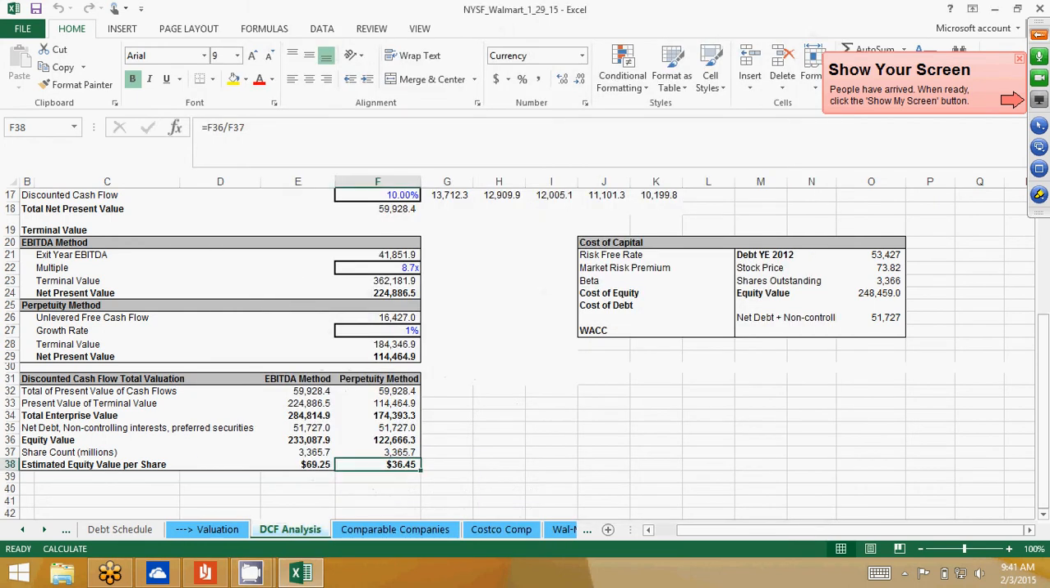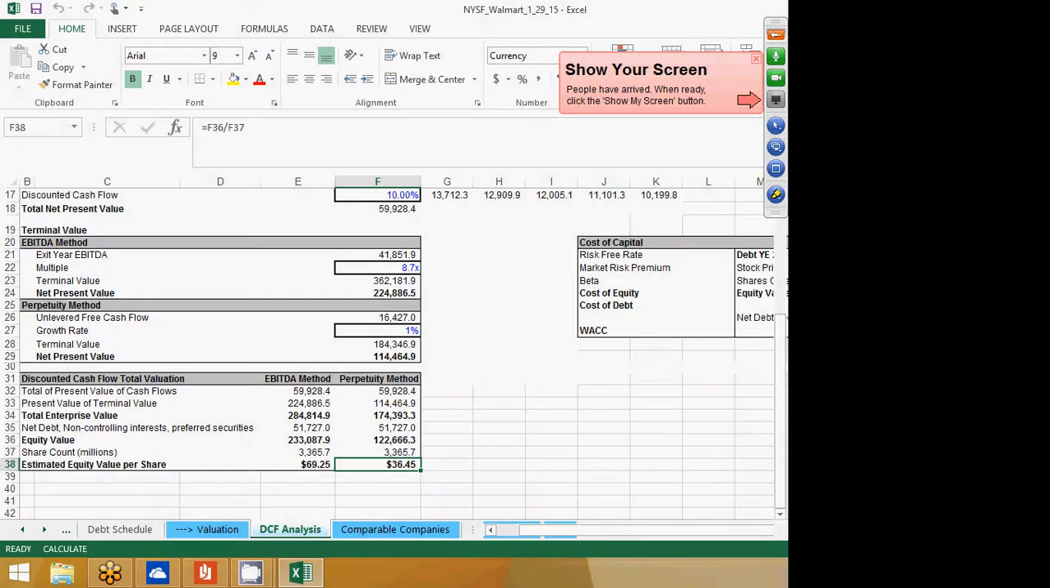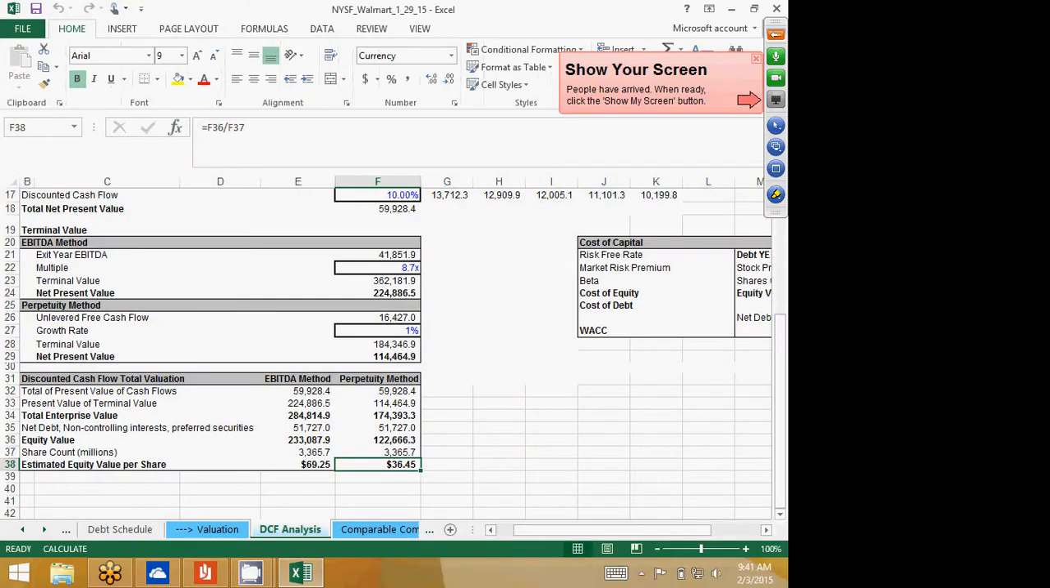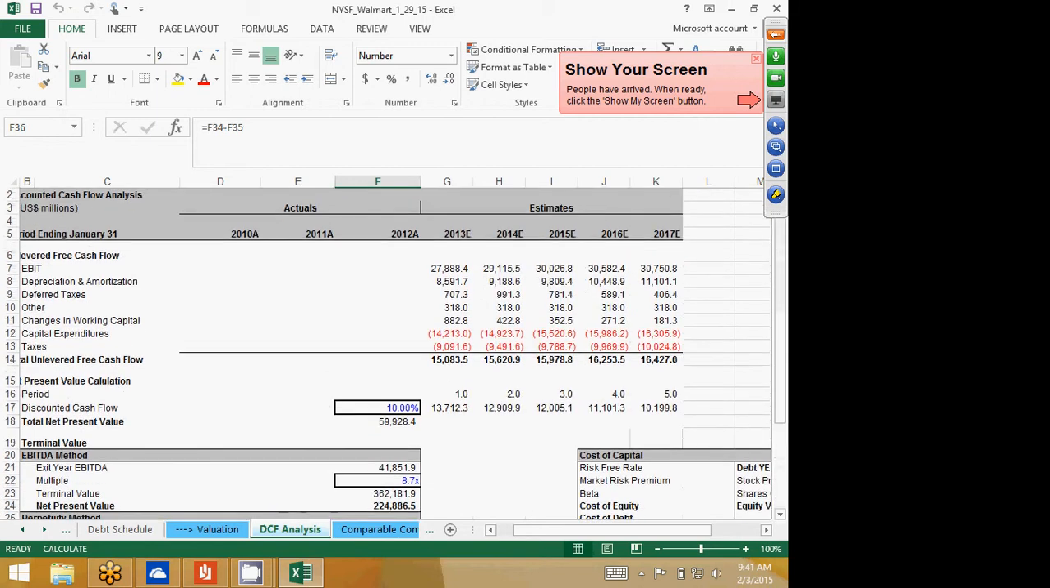Now I want to talk about completing the DCF. If you remember, last time, which is now a week ago, we took a look at the cash flow of Walmart. We looked at the unlevered free cash flow from Walmart, and we discounted that back to present value. It gave us an implied value of $60 billion.